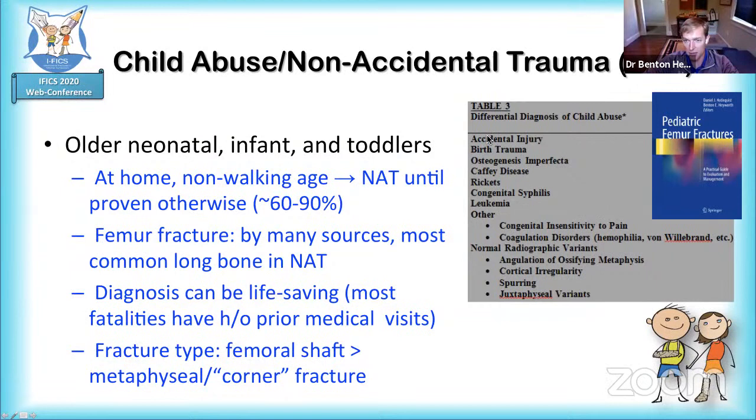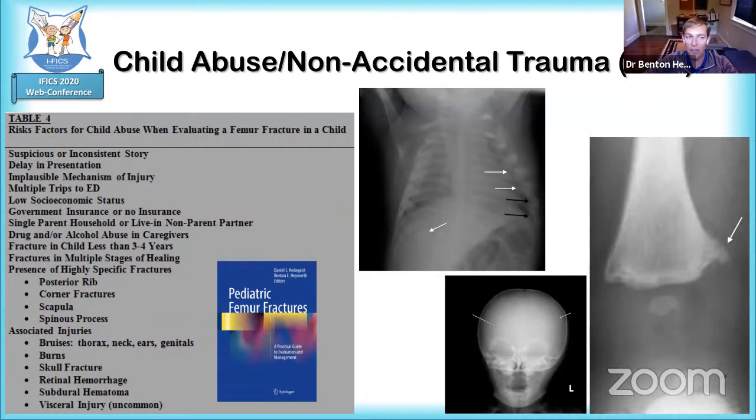So of course, accidental injury is possible, birth trauma, osteogenesis imperfecta, rickets and Caffey disease, congenital syphilis, leukemia, and then rarer things such as congenital insensitivity to pain and coagulation disorders, and then normal radiographic variants. But as I say, a non-walking age child with a femur fracture really should be thought of as child abuse until proven otherwise. And then the risk factors are important to know about.